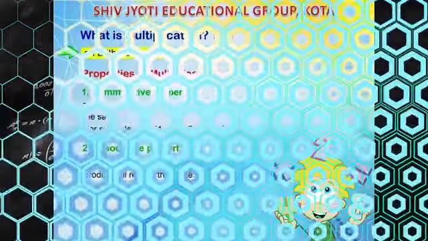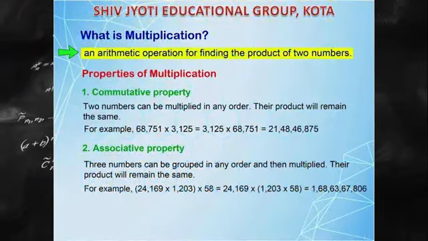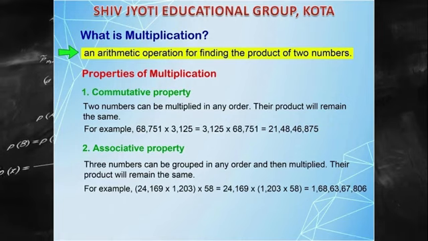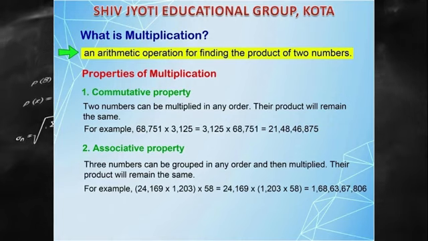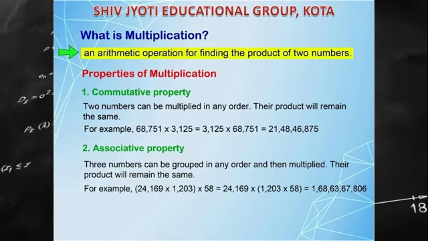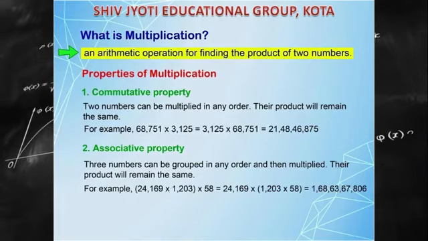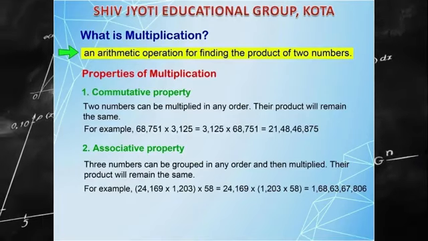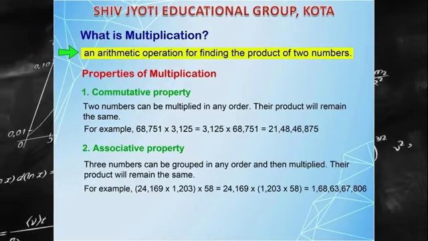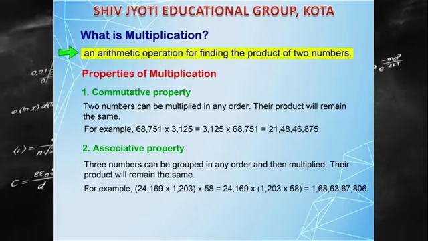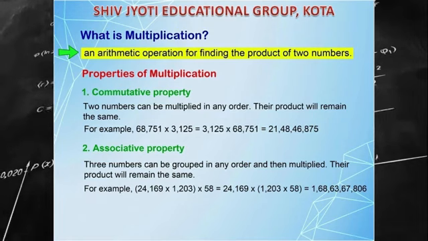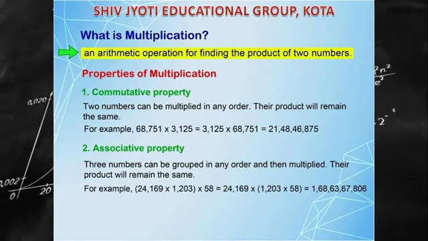So what is multiplication? Multiplication is an arithmetic operation for finding the product of two numbers. Or we can say multiplication is when you take one number and add it together a number of times. Now we will learn about properties of multiplication. So first is commutative property.